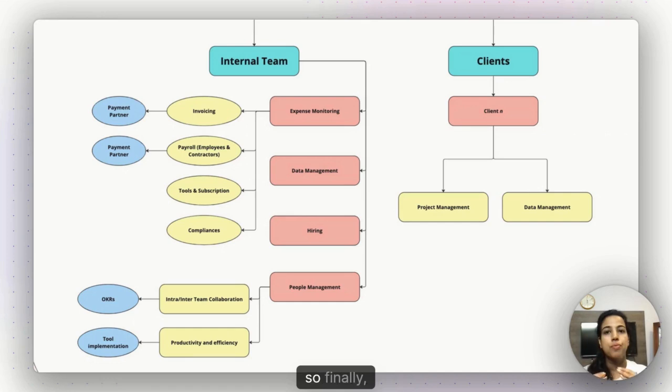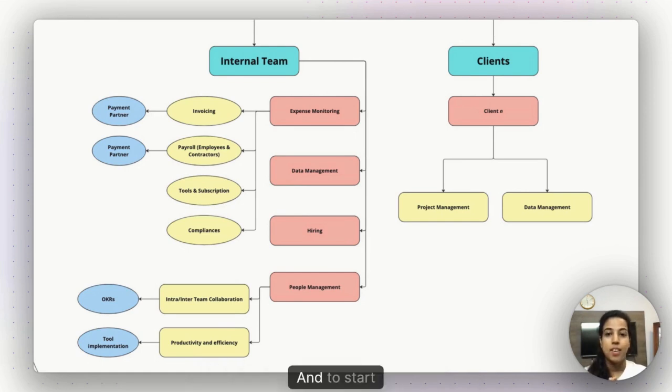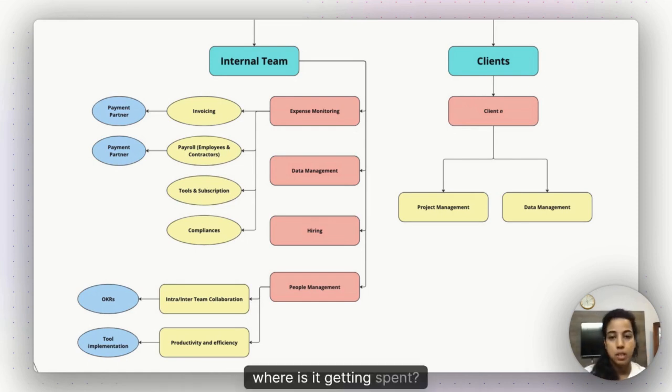Okay. So finally, the last part is the internal team, which is the most important part here. And to start with, I've divided it into four major broad areas of concern. So first is expense monitoring. Basically, the business starts with revenue generation. So when you are getting all the money, where is it getting spent?